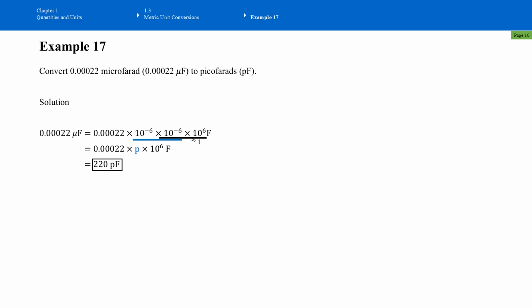Let's replace that by the pico symbol. The following expression will have 0.00022 pico times 10 to the 6 farad. Let's multiply the 0.00022 by 10 to the 6. That's 220. And then append the pico and the farad. The answer is 220 picofarad.